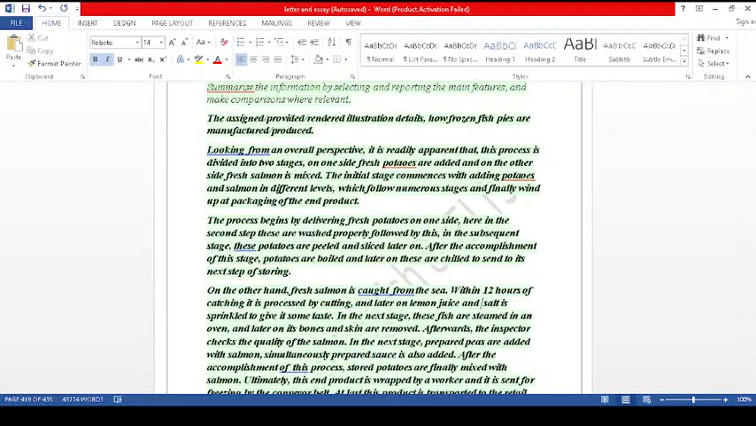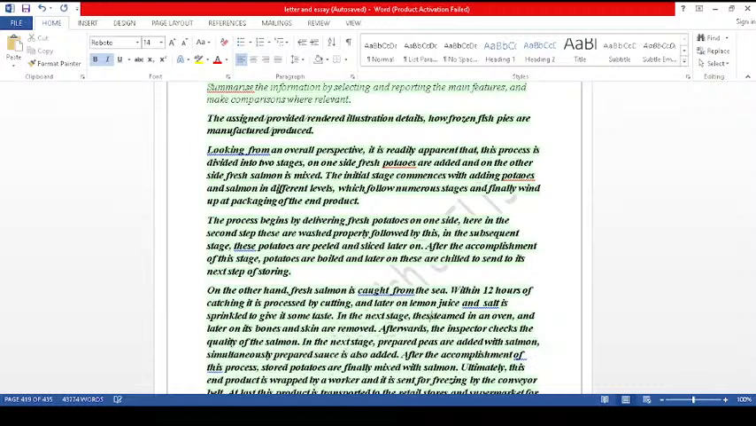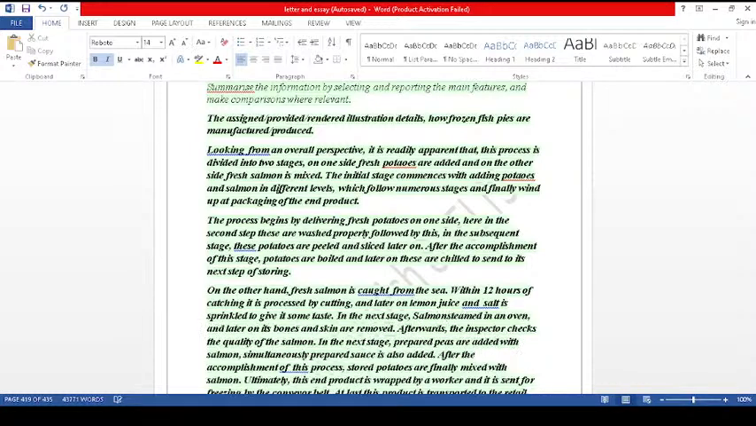In the next stage, these fish are steamed. We cannot use the fishes. Okay guys, just remember this thing. So we can also use salmon over here. In the next stage, salmon is steamed in an oven. Okay, if you are having some doubt, you can just simply remove it. You can simply say salmon. Salmon is steamed in an oven, and later on its bones and skin are removed.